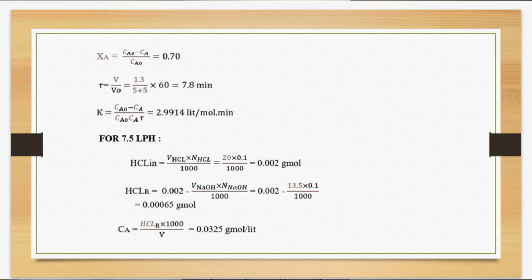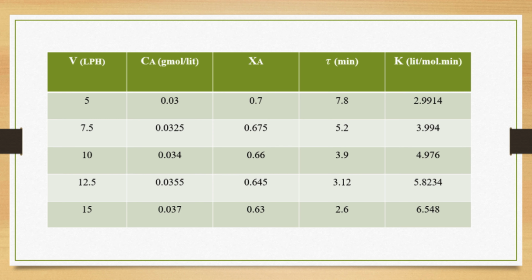For the flow rate of 5 lph, the mean residence time is calculated, which is 7.8 minutes. From the above values, the K is calculated, which comes out to be 2.9914 liter per mole minute. Similarly, the calculations are also done for 7.5 lph, 10 lph, 12.5 lph and 15 lph, and all the above values are tabulated in a table.